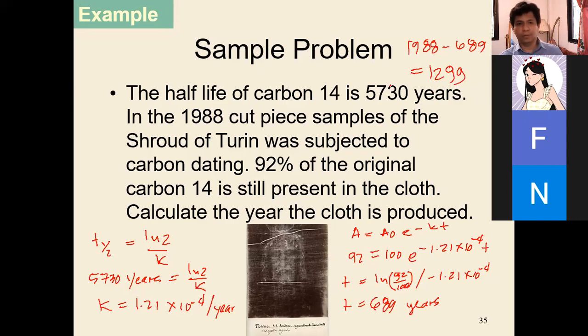Kasi kung totoong ginamit siya kay Jesus Christ, dapat approximately nandun lang siya sa 0 to 100, 0 to 200. Kaya lang 1299. So, matanda na rin naman siya. Kaya lang, medyo may discrepancy. Ganyan yung kwento ng Shroud of Turin. Based on carbon dating, the cloth is produced on year 1299. Do you have any questions? So, if you're interested, basahin nyo. Marami naman kayong mababasa, Wikipedia.